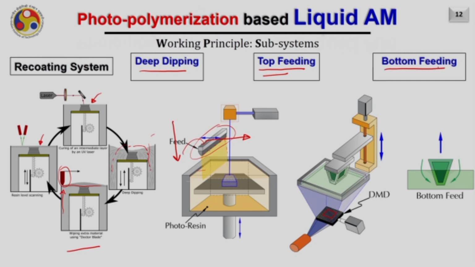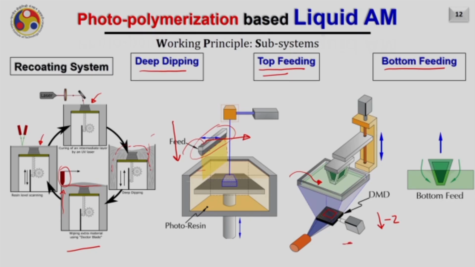Next one is the bottom feeding. Bottom feeding is usually preferred when the part is built in minus Z direction. As a result, the liquid is fed from the bottom side, not from the top side. And usually this feeding is performed under the gravity only. No additional system is used for feeding the material.